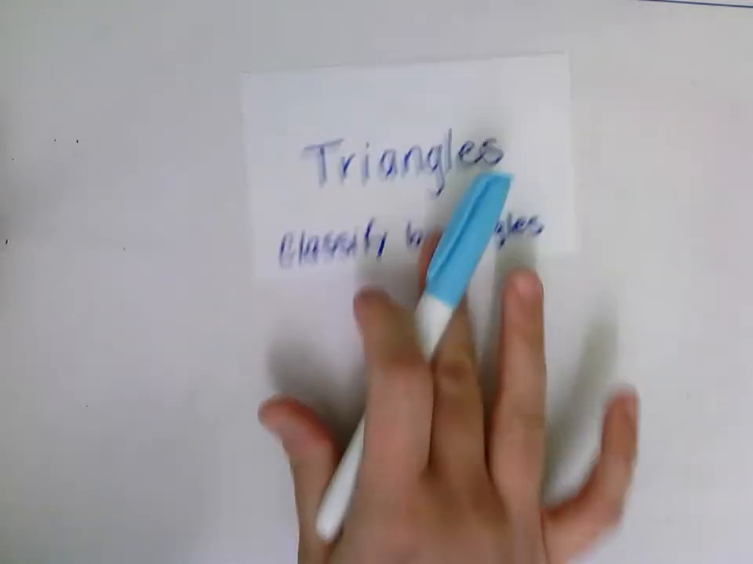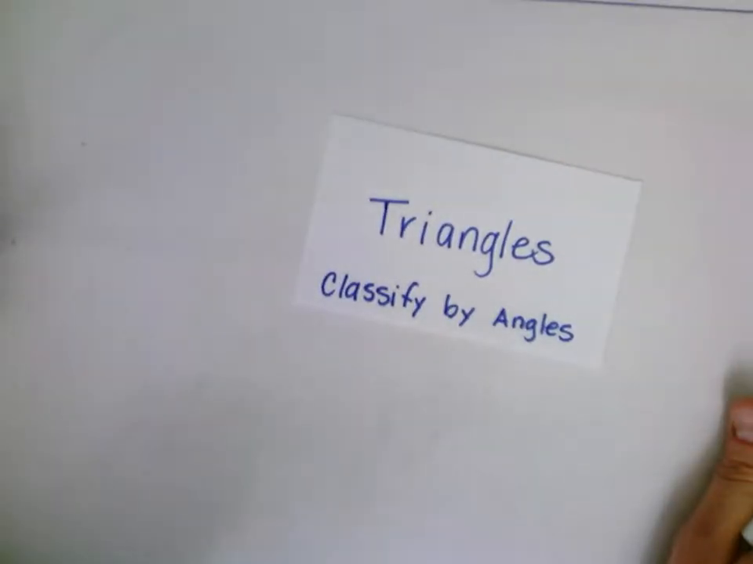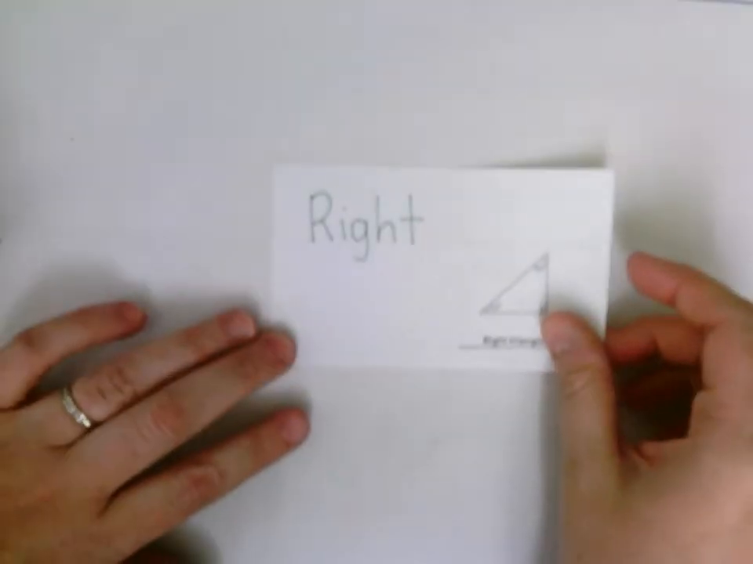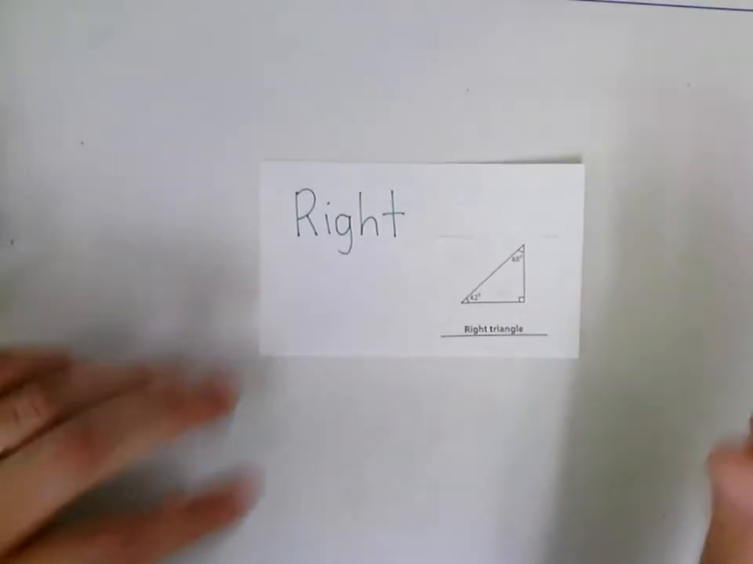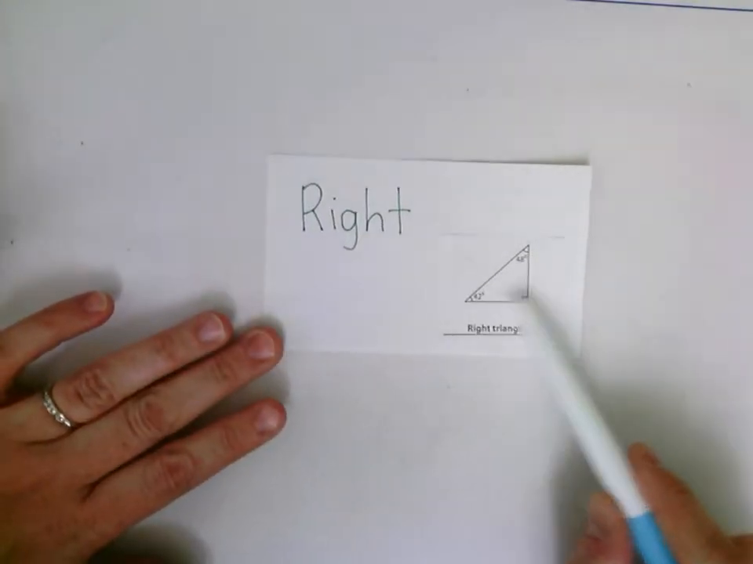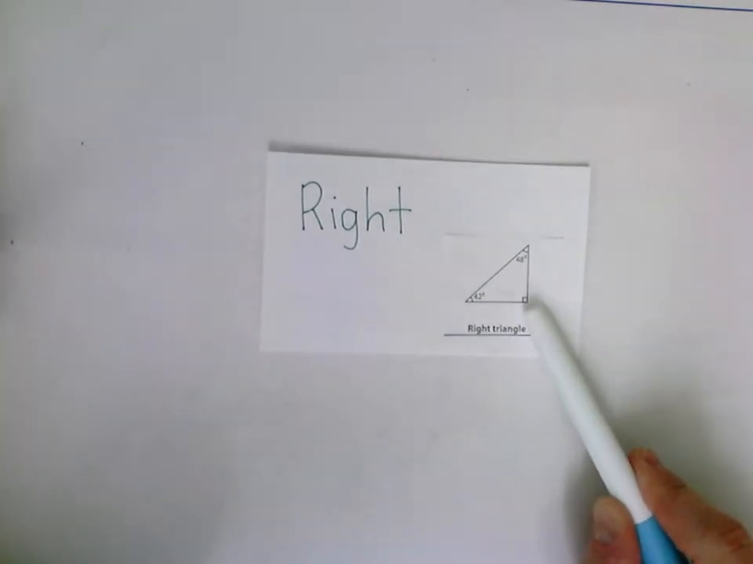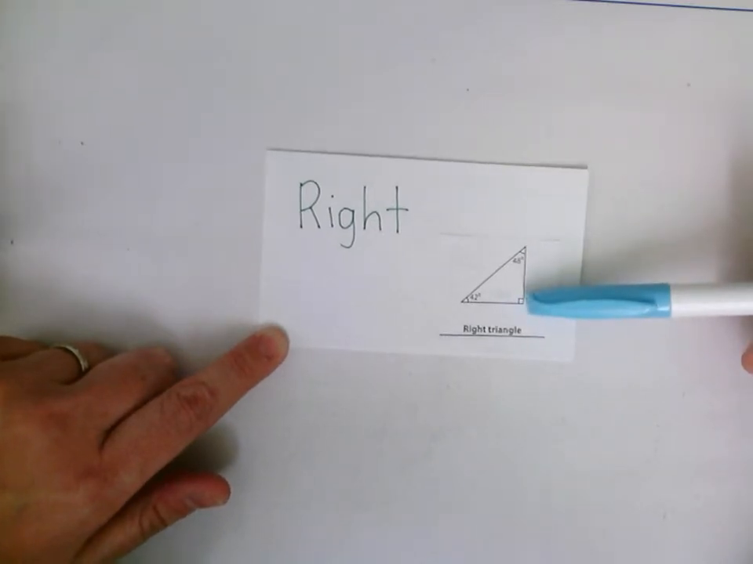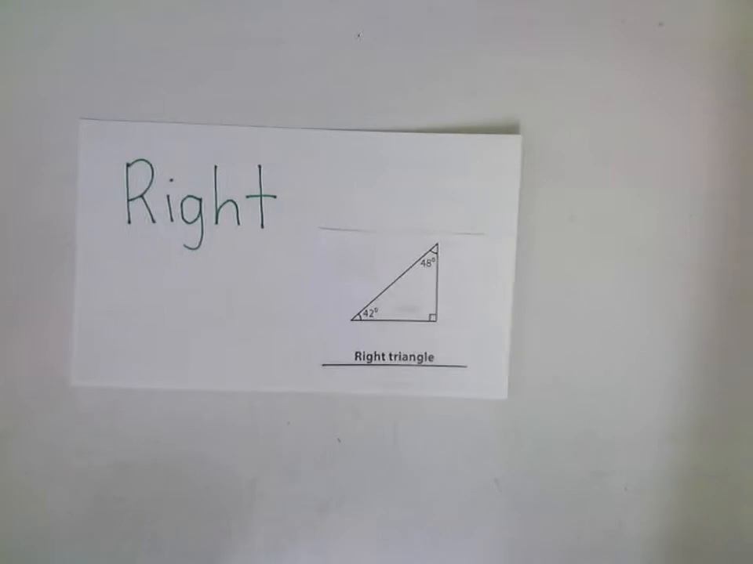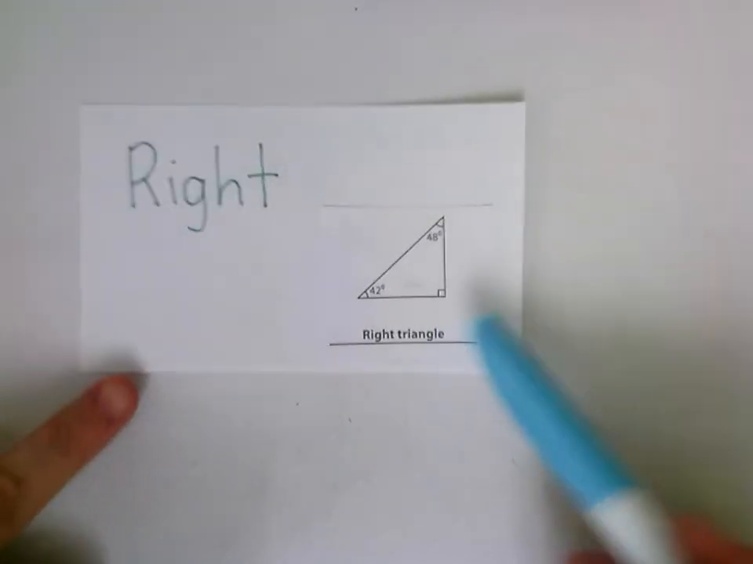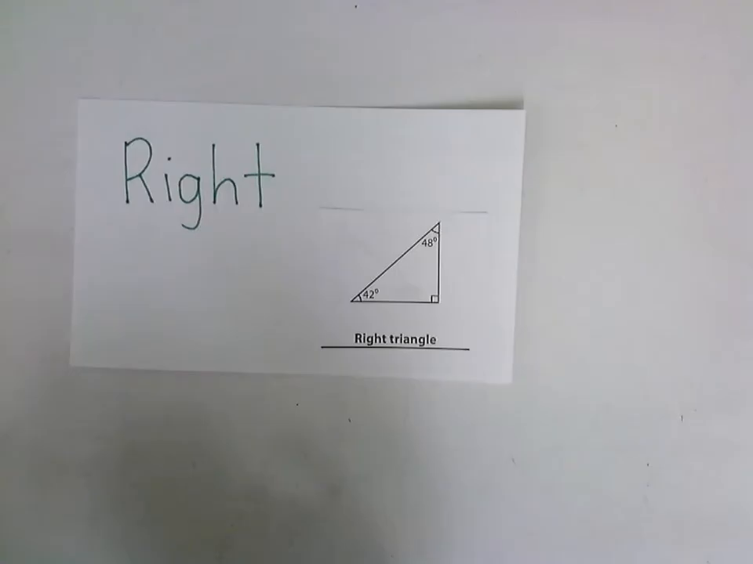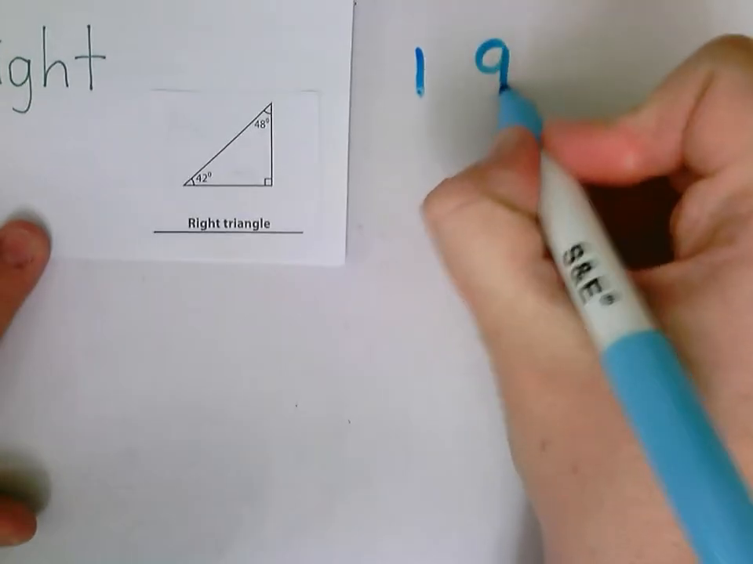All right, so there are three types of triangles by angles that we can classify. There's three groups. The first type of triangle we're going to talk about is a right triangle. Just like a right angle, a right triangle has an angle with a 90-degree measure. And we usually can tell that something measures 90 degrees by the little square. That is the little hint to let you know that something is 90 degrees. So a right triangle has one 90-degree angle.